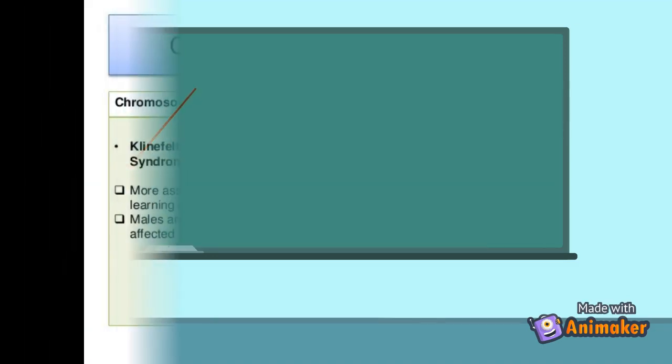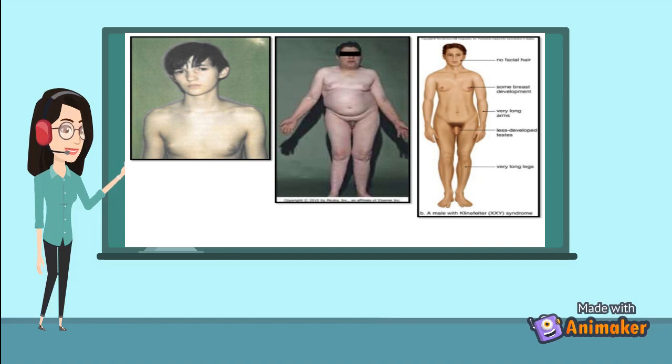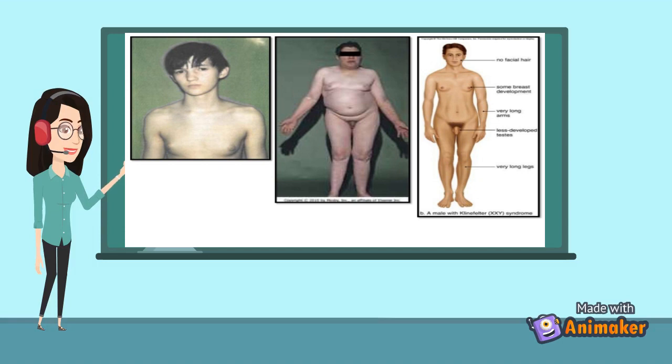Next is Klinefelter syndrome. Males receive an extra X chromosome. Sterility, underdevelopment of male sex organs, acquisition of female secondary sex characteristics are common. Males with XXY sex chromosomes instead of their normal XY often have problems with social skills, auditory perception, language, sometimes mild levels of cognitive retardation. This condition is more often associated with learning disabilities than with mental retardation.